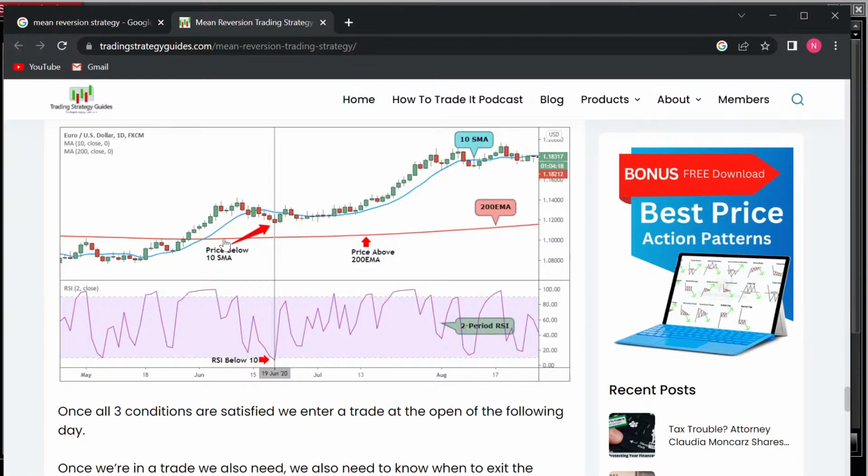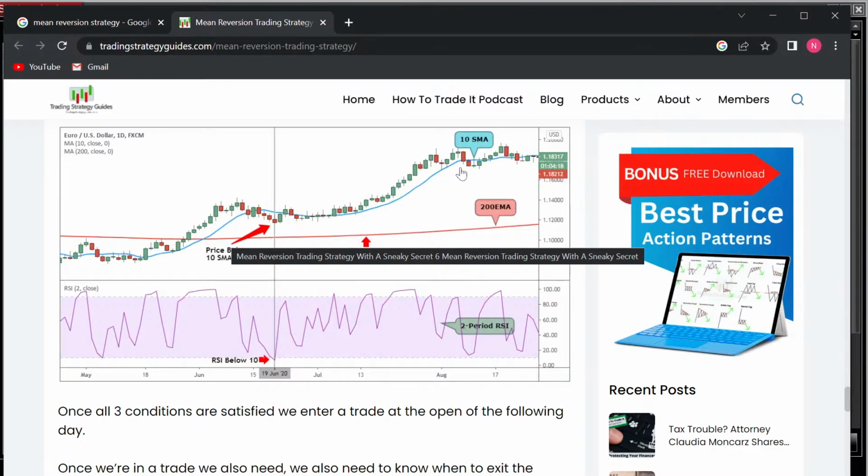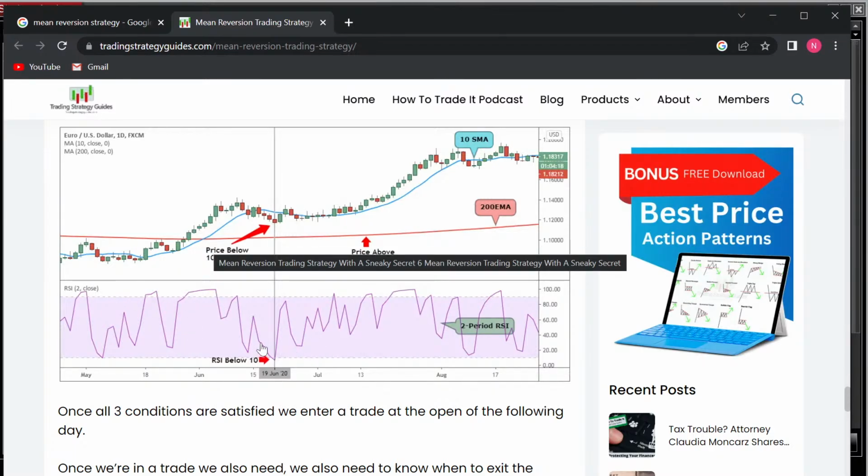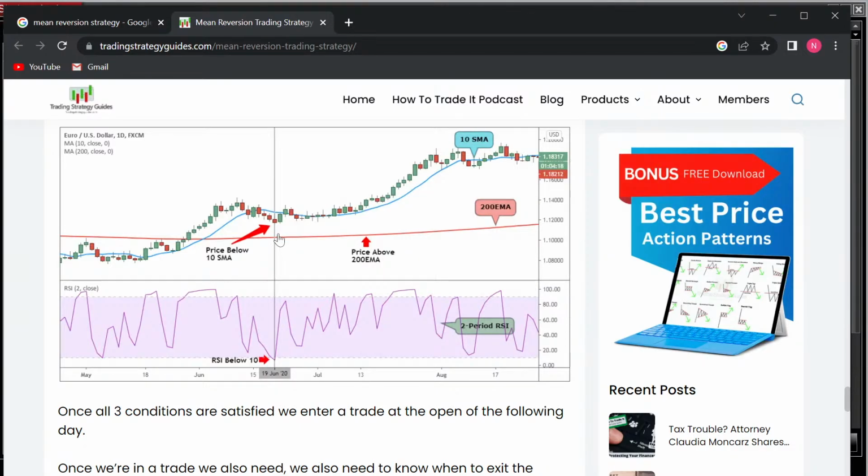So basically, it uses a 200 EMA and a 10 period SMA and a 2 period RSI. Whenever the 2 period RSI goes below the 10 level, you go long, as long as price is below the 10 SMA and the 10 SMA is above the 200 EMA. And that makes sense.